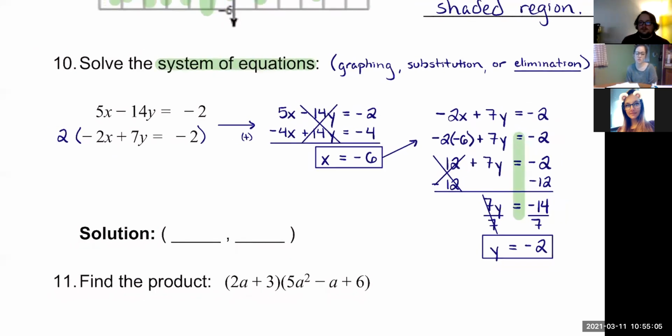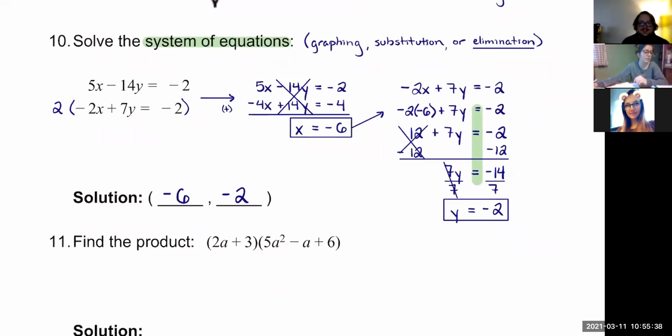Now, how do we bring these two parts together? X and Y. So it would be negative 6 first, and then negative 2. Now I've got to clarify, are you putting it in that order because that's the order we found them? No. You always put x first. In an ordered pair, x always comes first. So regardless of which one you find, x should always be the first value, y should always be the second. Good. So that takes care of number 10.